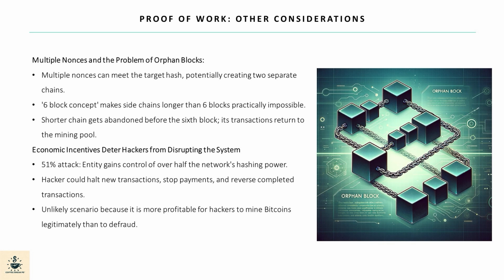Economic incentives deter hackers from disrupting the system. In a 51% attack on the Bitcoin network, an entity gains control of more than half of the network's hashing power, allowing them to potentially manipulate the blockchain.